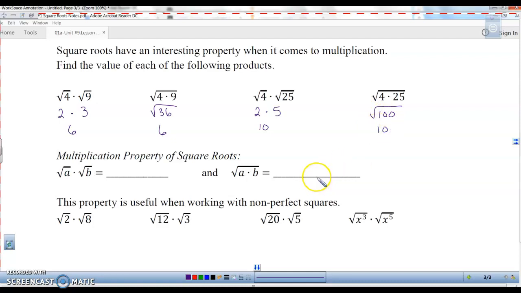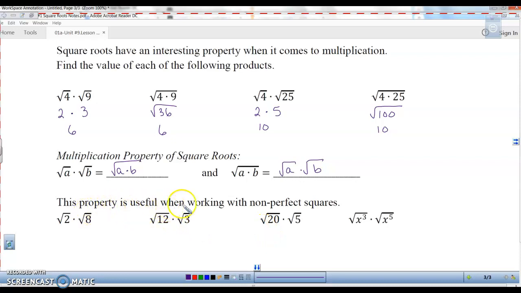Okay, so that is the multiplication property of square roots. What that says is you can take two square roots multiplied together and it will give you the same answer as if you multiplied them together first and then took the square root. So the square root of a times the square root of b is equal to the square root of a times b. And similarly, if you have two things multiplied together, you can split them up into two separate square roots and you will get the same answer. Okay, so I can multiply them together and take the square root, or I can take the square root individually and then multiply them together and I will get the same answer.